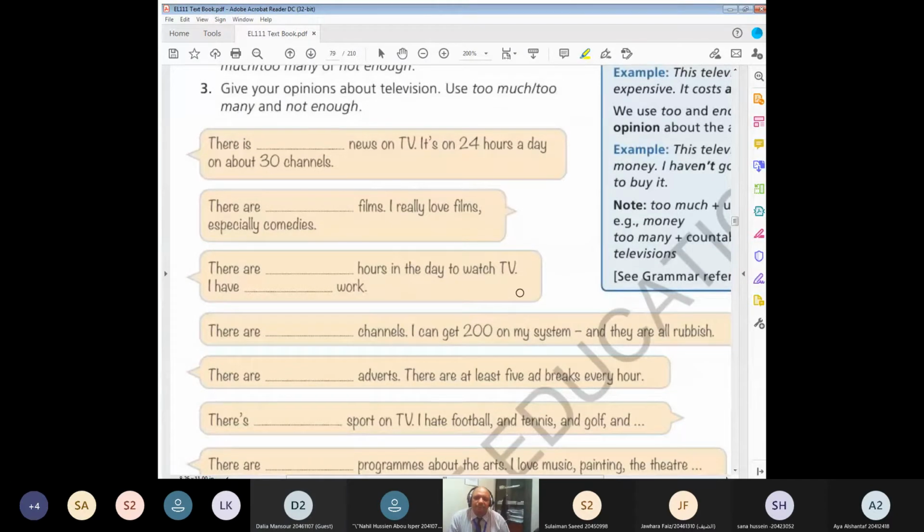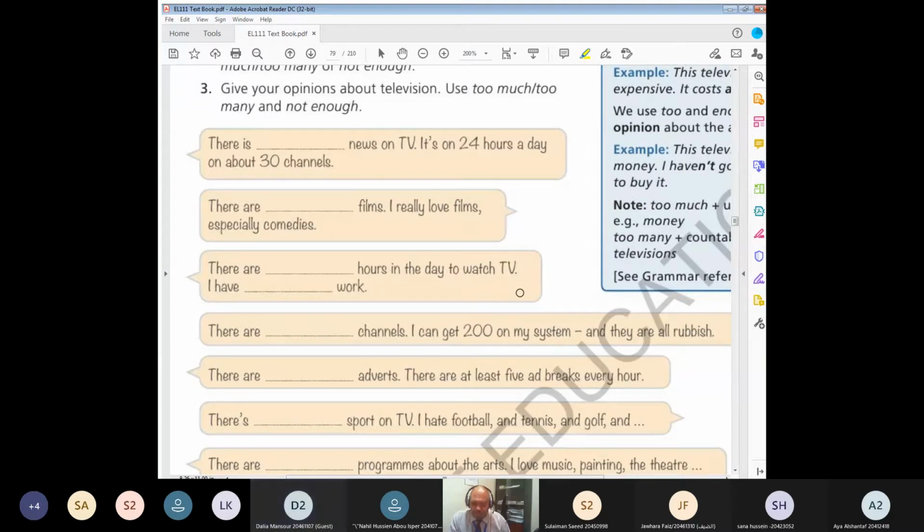Because the word news here, I think if I use many, it is not true. So when I use too much, it is a good sentence.